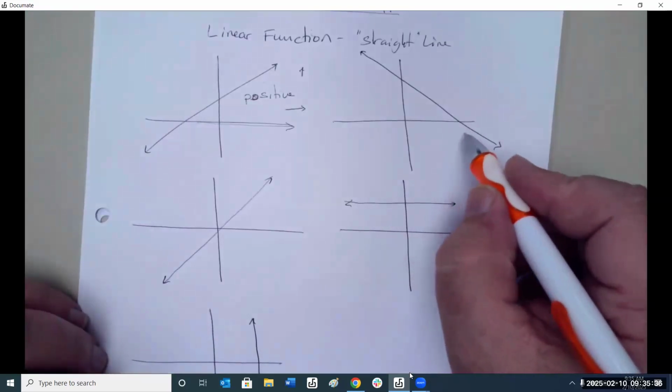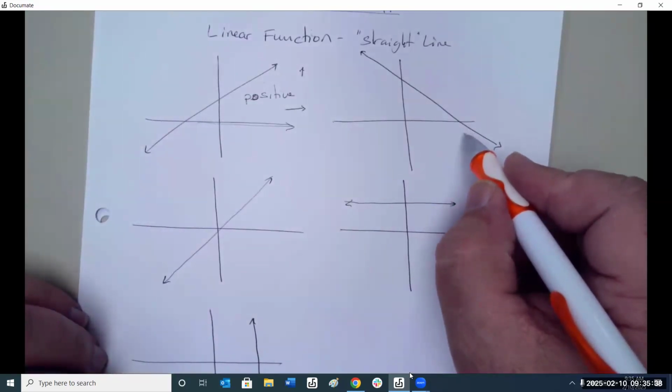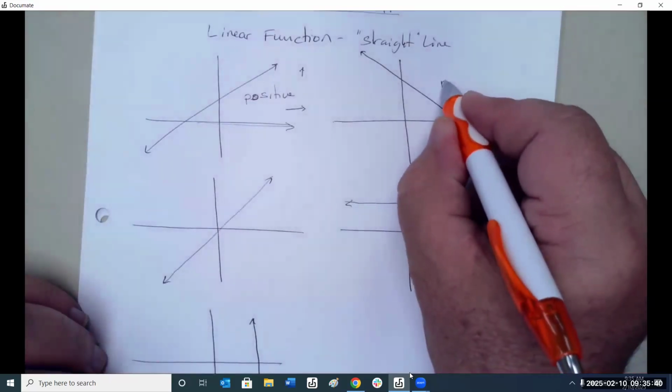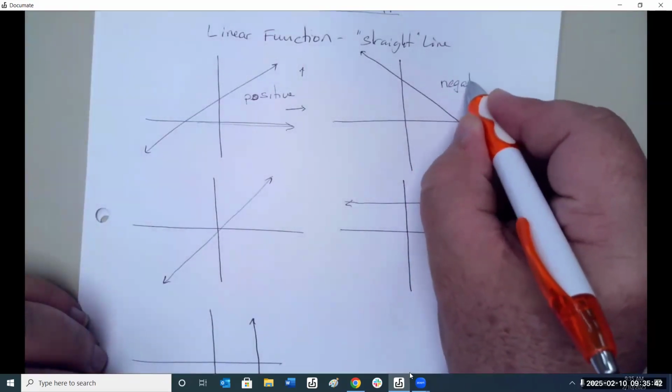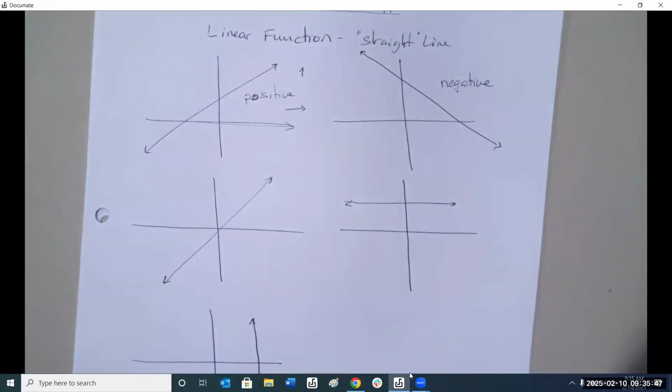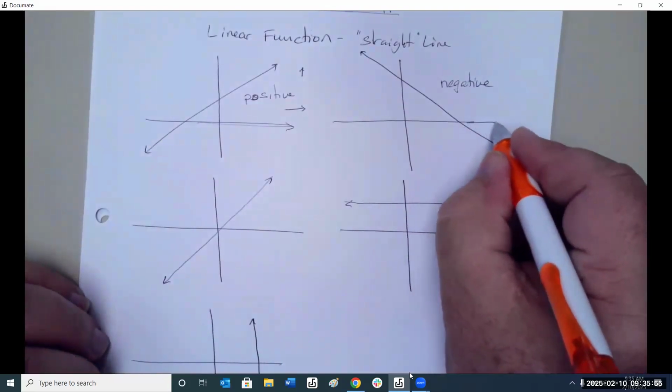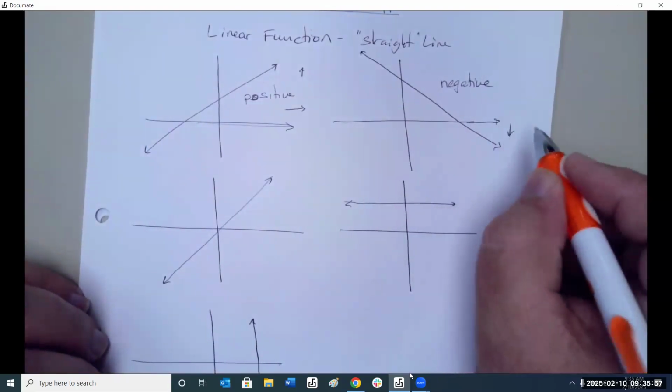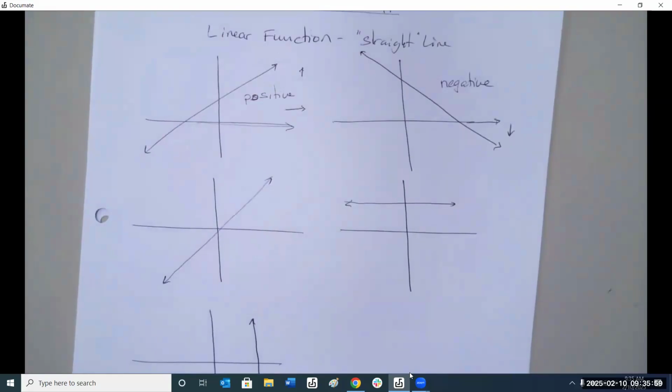So what does this one mean? This is a negative line. Why do we know it's negative? Yes, as x is increasing, y is going down.